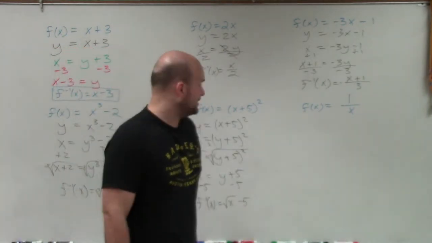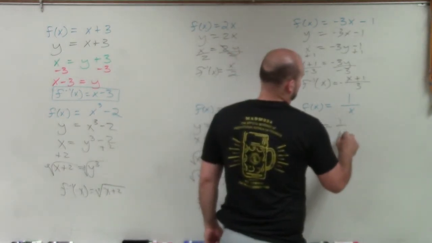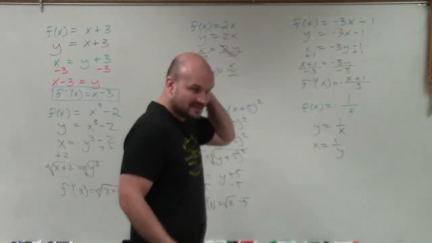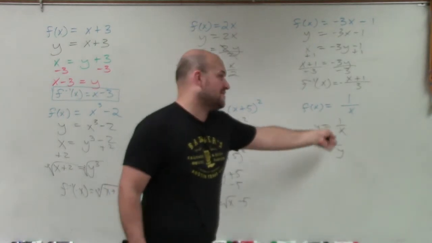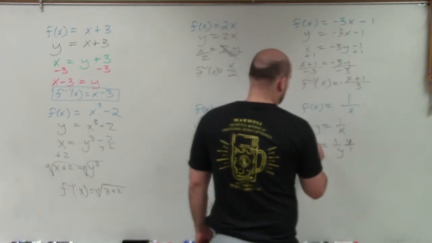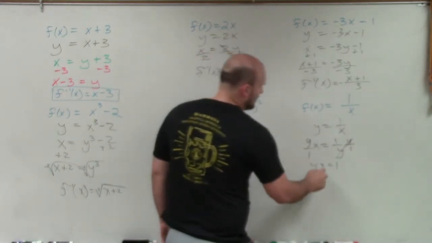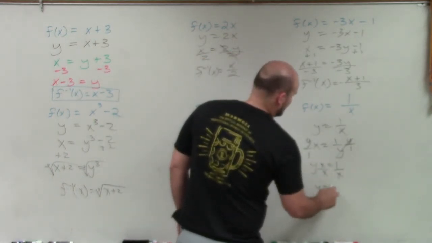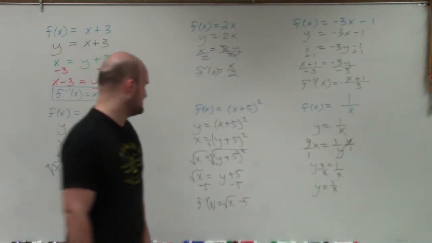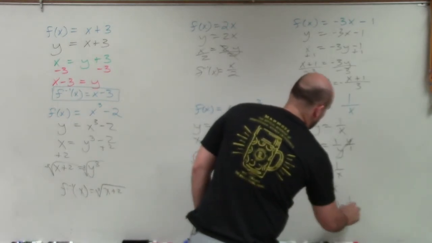OK, last example here. I have f of x equals 1 over x. Replace f of x with y. Swap. OK, now solve. A lot of students get confused. Whenever you have a variable in the denominator that you're trying to solve for, just multiply by the reciprocal. So therefore, I have yx equals 1. Then to solve for y, I need to divide by x, and I have y equals 1 over x. Hey, look at that. It is its own inverse. So I have f inverse of x equals 1 over x.